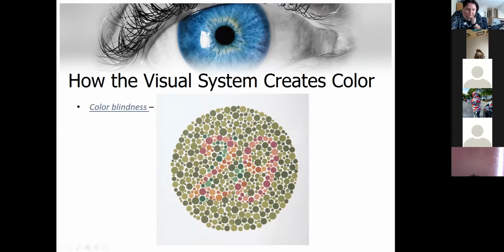So in theory, I have a video on color blindness. Let me see if it works. Nope. Okay, that's fine. We will skip it. So again, this is something we need to be aware of that can affect your perception, obviously, because it affects your sensation.